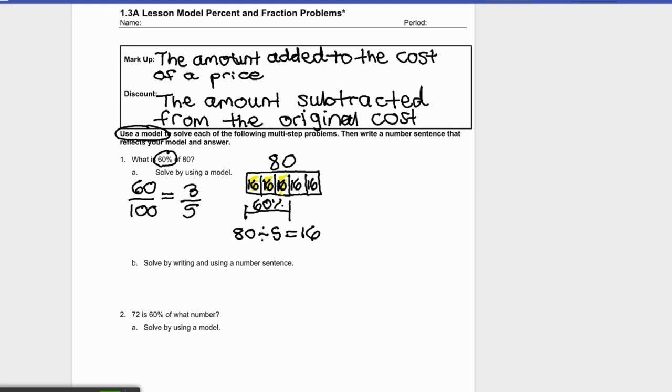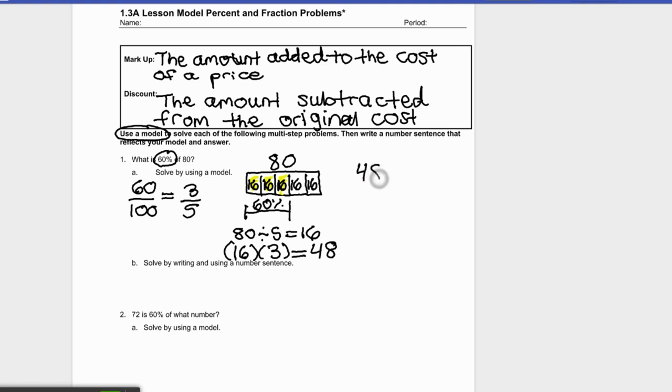So if I'm solving this using a model, then I would need to just look at those 3 parts that are 16. So 16 times 3 equal parts would be 48. Oops. Hold on. My stylus is a little bit slow, so this is equal to 48. So my answer would be 48 is 60% of 80. I can write that over here off to the side.